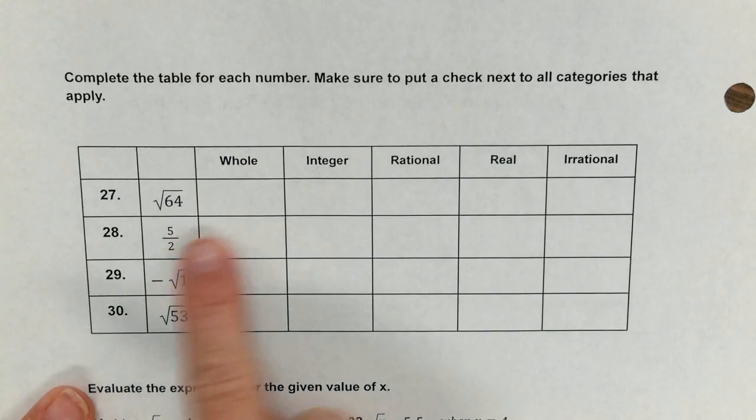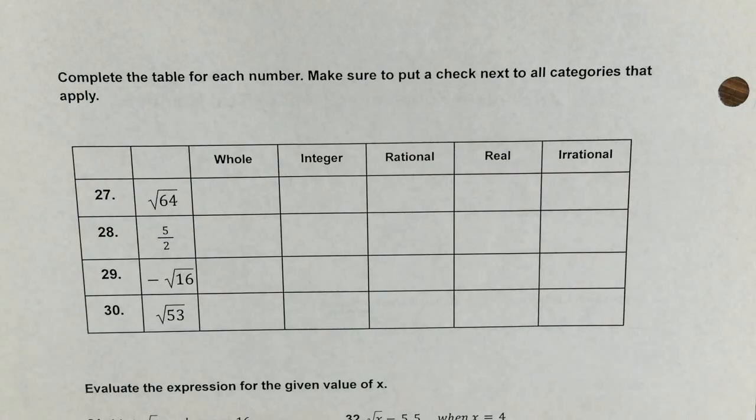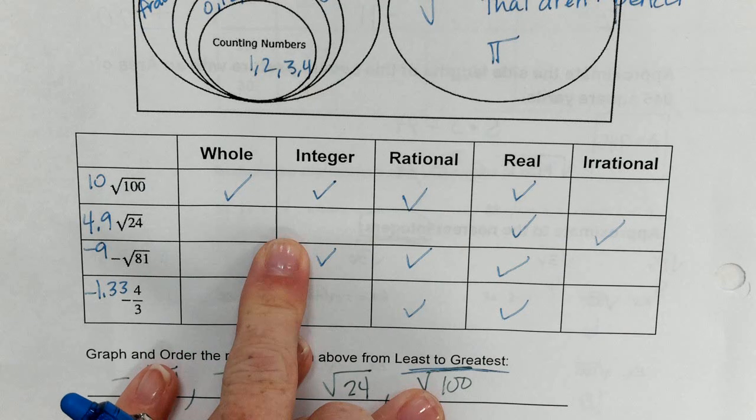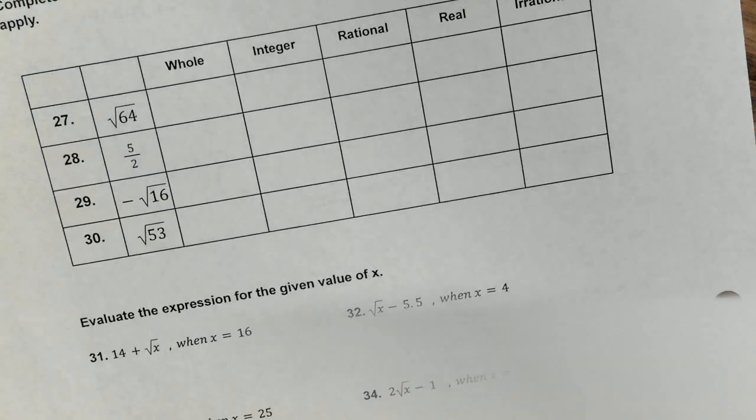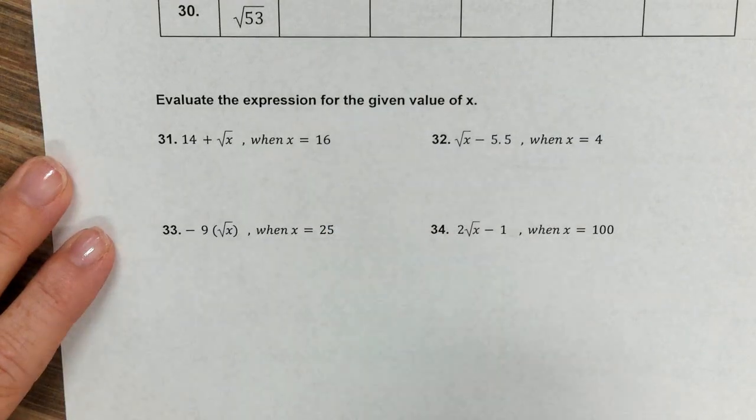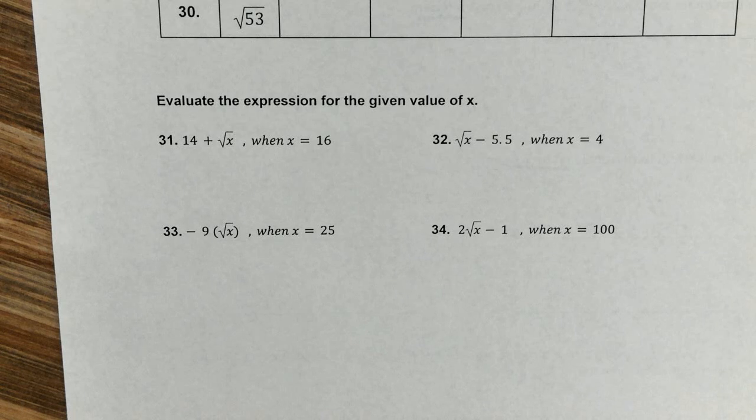Flip to the back. On the back, you're just going to fill out the chart. You're going to check mark all that apply. What are you going to use? Your notes to refer to. And at the bottom, you're just evaluating, so you're just plugging in the number for x. That's it. Okay? Now, you do have a test over this unit on Tuesday, so we'll review on Monday.